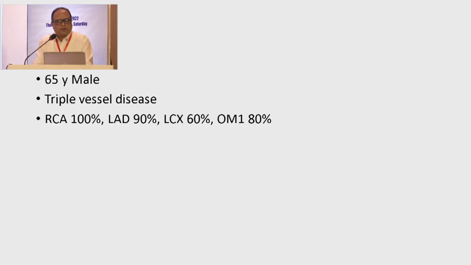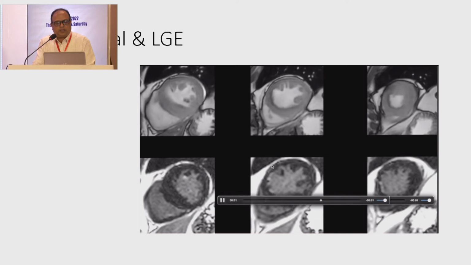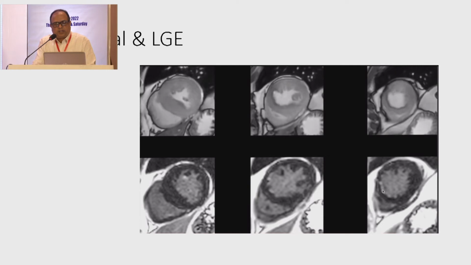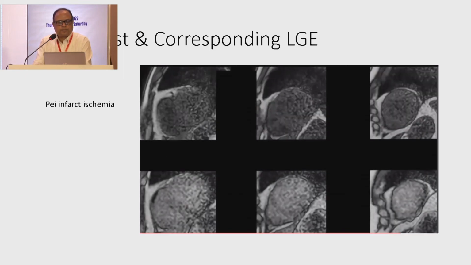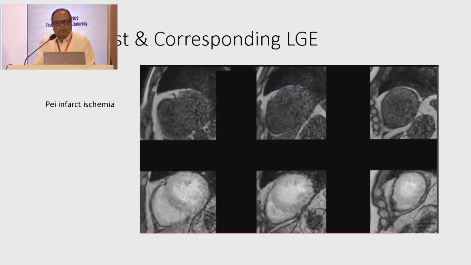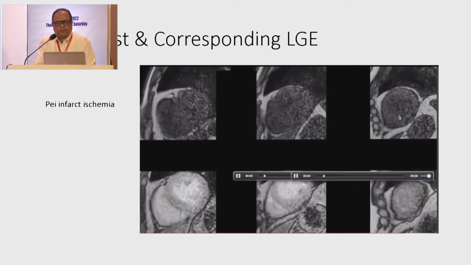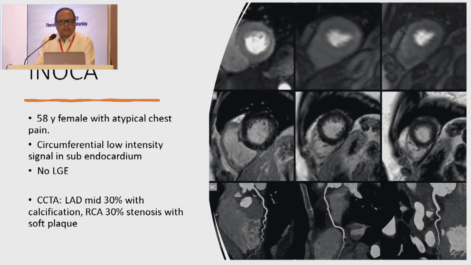Another case, 60 years male, triple vessel disease showing RCA 100%, LAD 90%, LCX 60%, OM1 80%. First of all, functional image showing the septal area is hypokinetic, and corresponding LGE showing subendocardial infarct in both basal, mid, and apical. And stress perfusion showing there is a perfusion defect in the basal inferior, anterior, septal, and inferior wall. But rest imaging, there is no perfusion defect. So there is peri-infarct ischemia in this case.